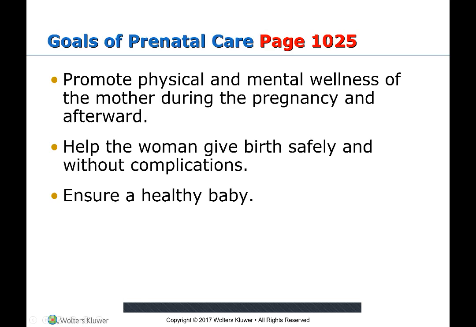So going into this, page 1025, we have goals of prenatal care. The goals are to have a healthy baby, to have a healthy mother, not have any complications, and pretty much that's it.